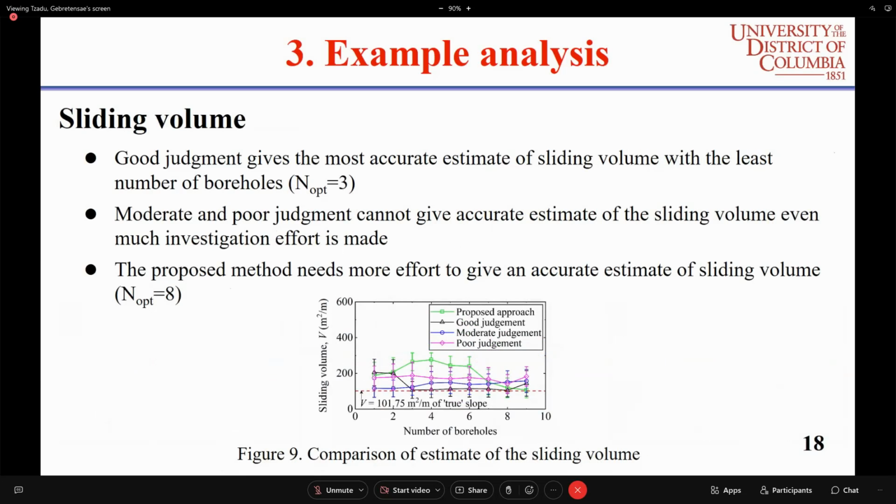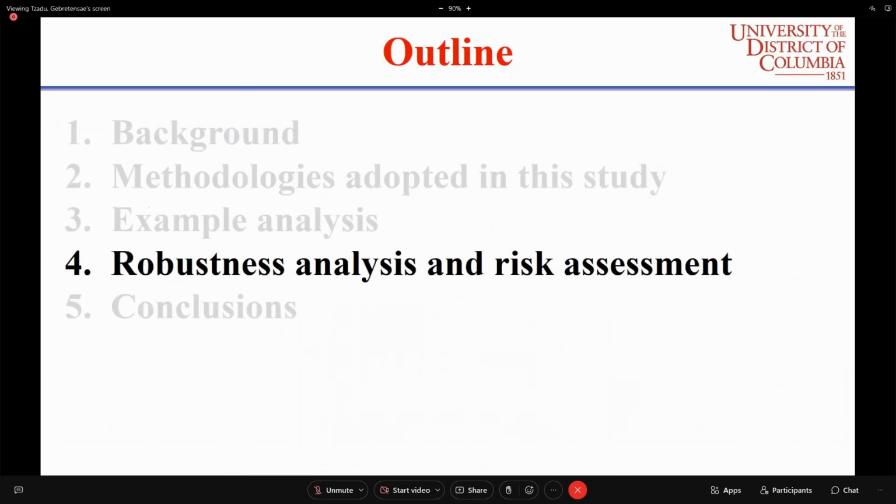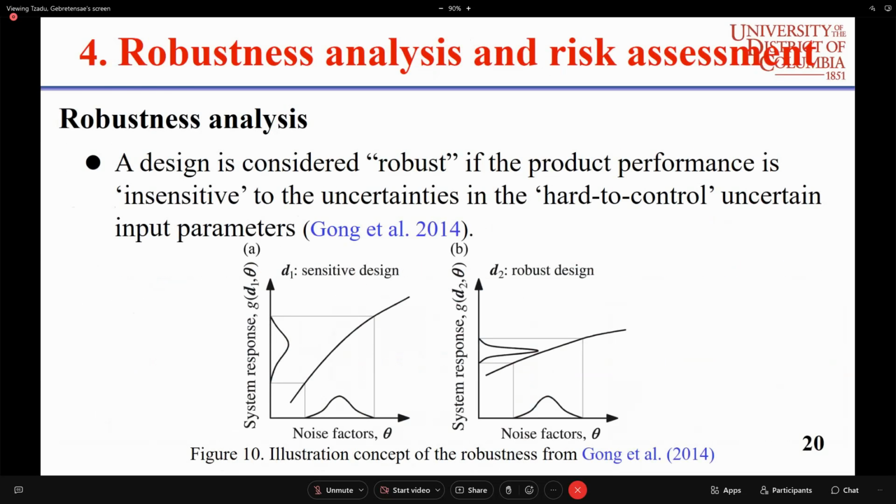The study for the without finding volume, similar conclusions can be obtained. Sometimes we concern the features of the slope itself, but we might pay much more attention to the meaning behind the indexing. So the robust analysis and the risk assessment are performed in this study. Figure 10 shows the concept of the robustness.